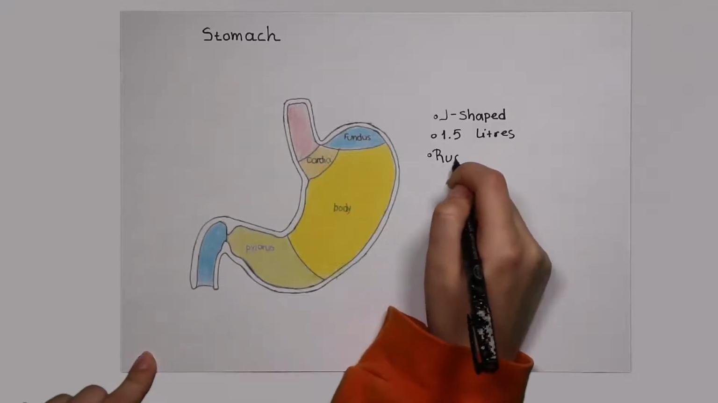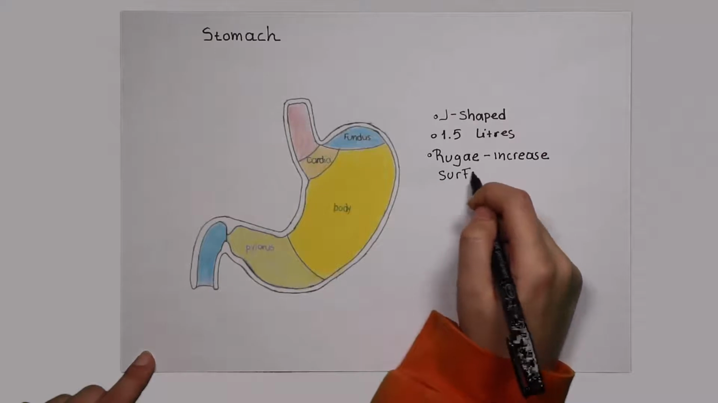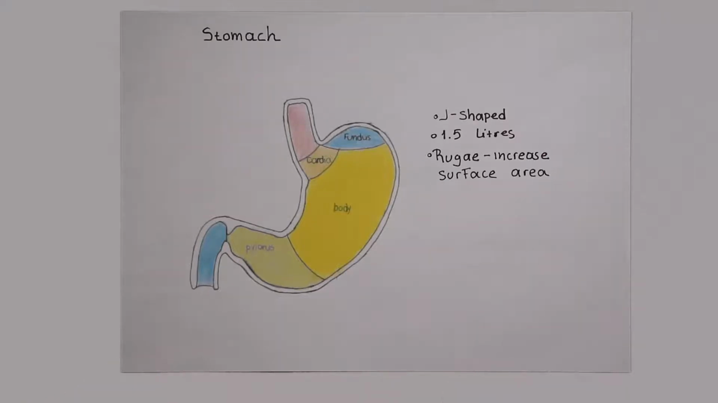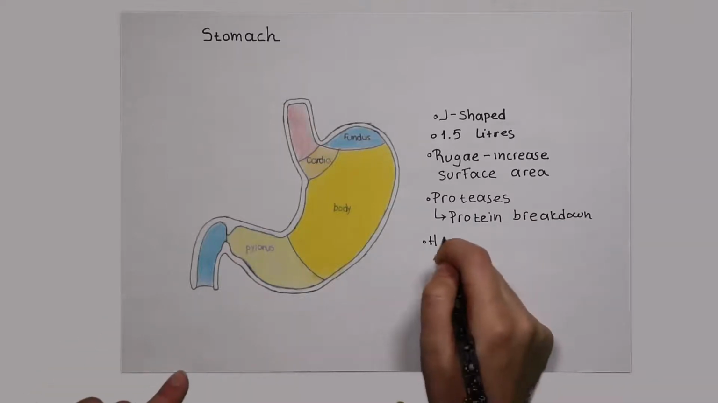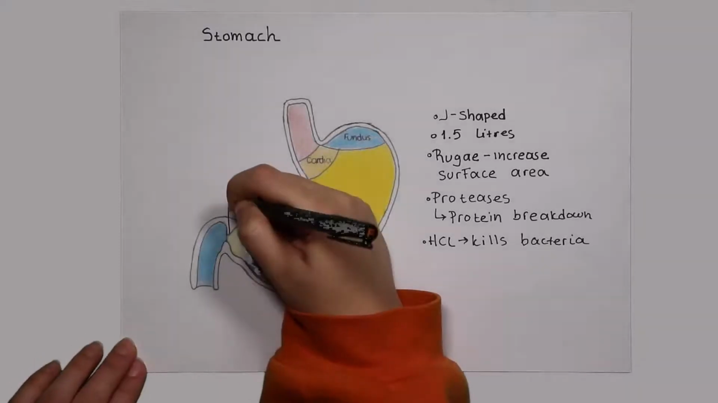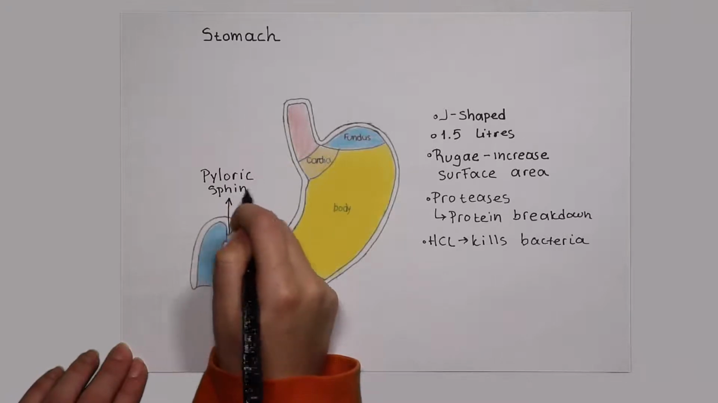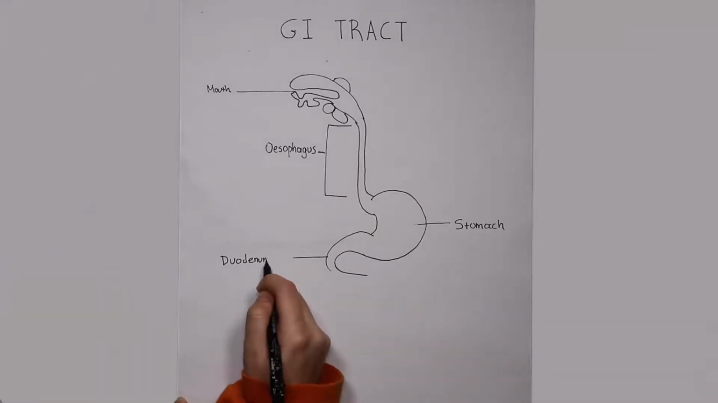The main body has lots of rugae, which are folds in the wall which increase surface area and help to churn the food. The walls of the stomach also release proteases which begin to break down protein and hydrochloric acid, which destroys any bacteria. Waves of peristalsis churn the food, and the contractions become stronger towards the pylorus, where the food, which is now known as chyme, leaves via the pyloric sphincter and then enters the duodenum, which is the first part of the small intestine.